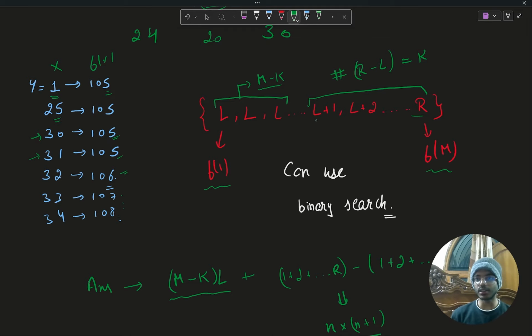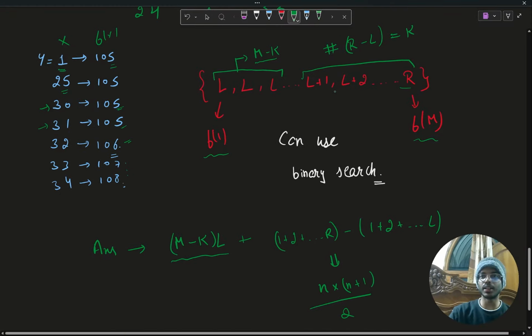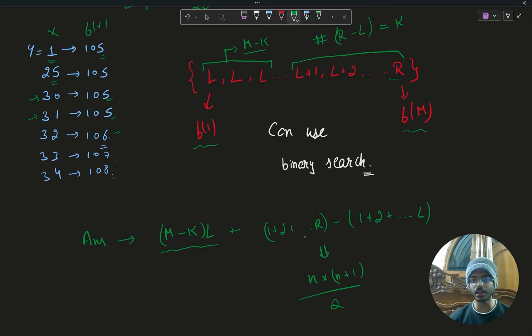Now we need to calculate the sum of this, right? And this we can calculate using our simple formula. So it would be the summation from 1 to r minus the summation from 1 to L. And these two values can easily be computed using this formula in constant time. And using this, we can just easily compute our overall answer. And f of 1 and f of m can be computed in O of n time. So the overall time complexity of this solution would be big O of n. And yeah, that's pretty much the whole solution.